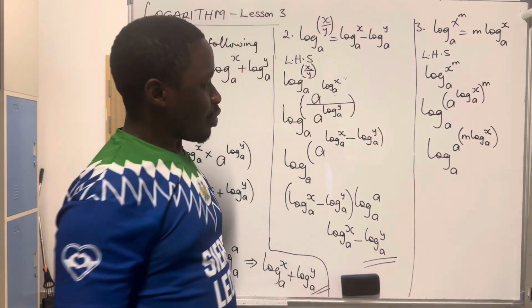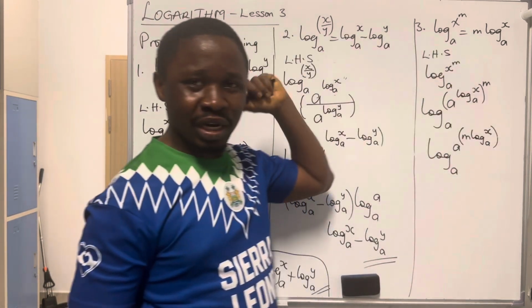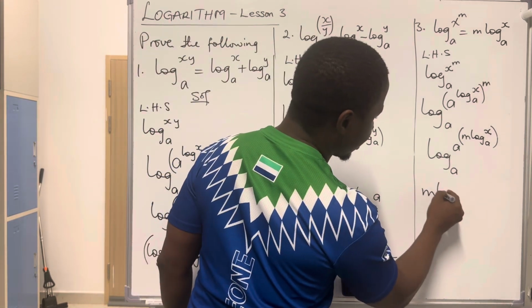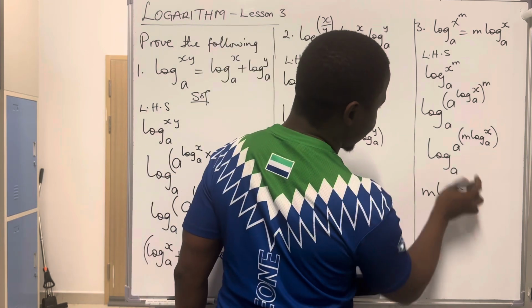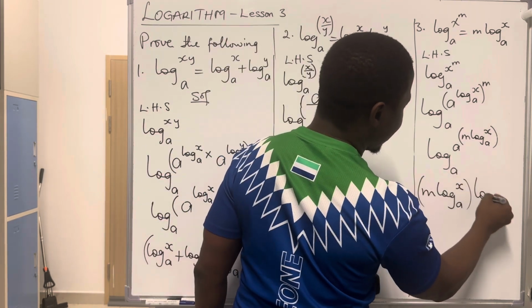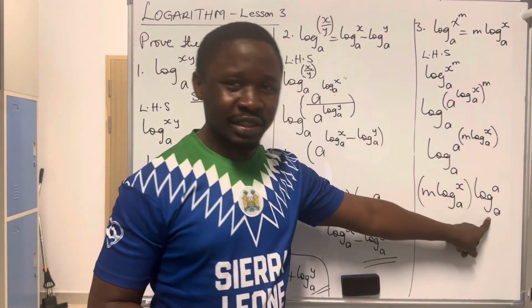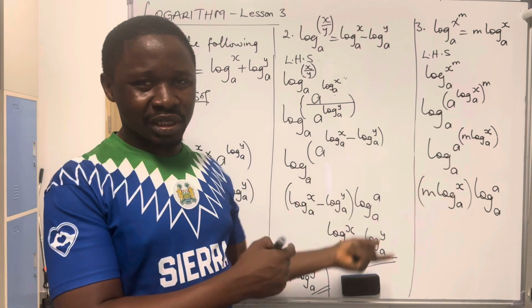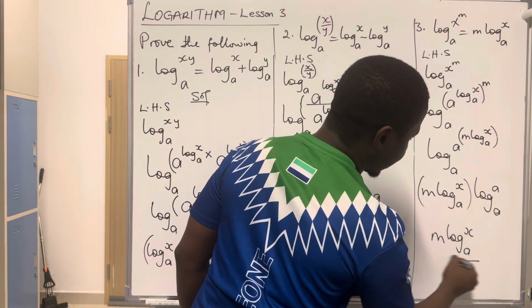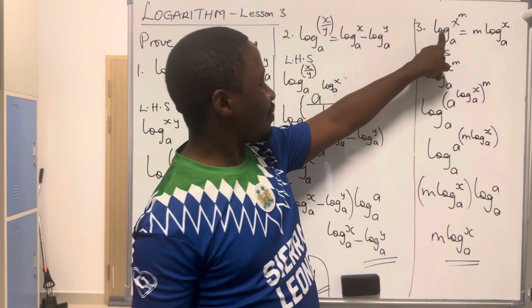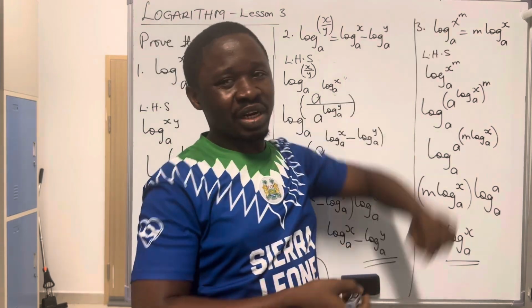So what is next now? The log number has a power, and that power gets to the left hand side. So we say m log x base a. So what is left now? Log a base a. Log a base a is 1. 1 times any value is the value itself, which is m log x base a. So we can conclude that whenever the log number has a power, the power has the right to come to the left of that log, and everything remains the same.